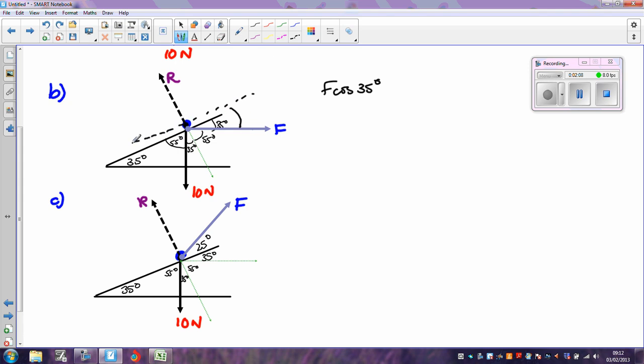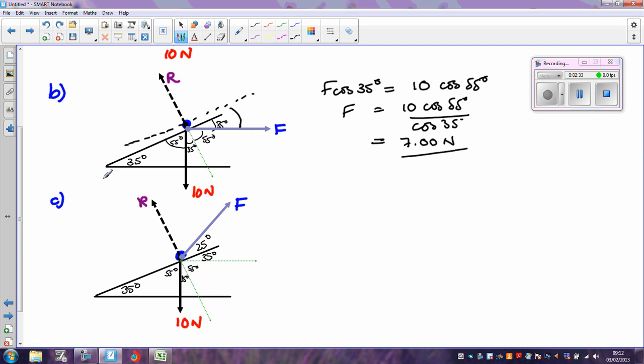Acting down the slope, again, we've got the component of the weight which is acting down the slope. In other words, 10 cos 55 degrees. In other words, F this time is going to be 10 cos 55 divided by cos 35, and that comes out this time as 7.00 newtons to three significant figures.